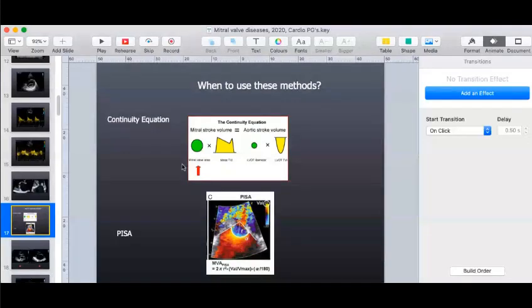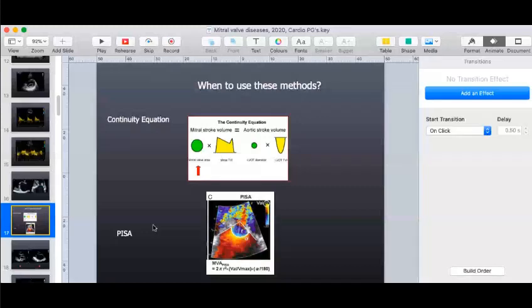You look at the stroke volume across the LVOT, and then you divide it by the mitral valve stenotic VTI here. So this is the continuity equation. We can use it when the planimetry is not workable, and there is no flow issue in terms of mitral regurgitation.